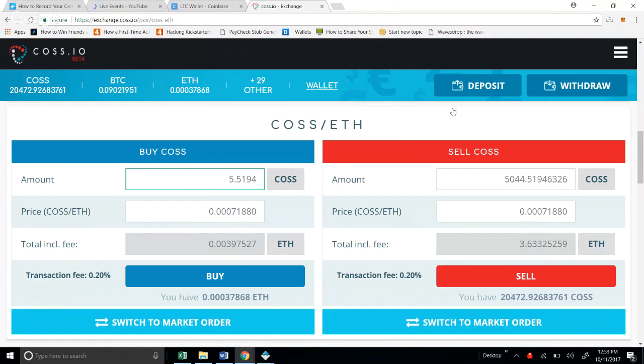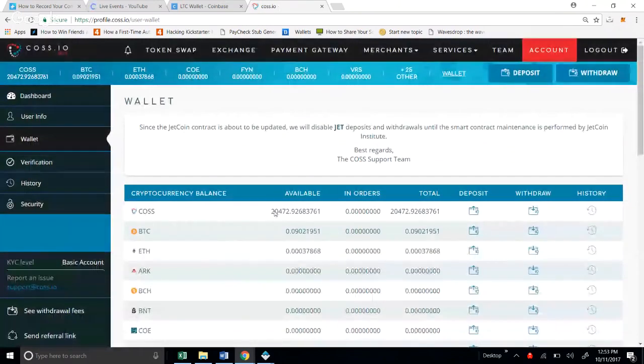You'll see a window pop up that says transaction processing, and if you're buying based on what someone is selling, it'll go through right away. You can go back to your wallet, and you'll see that COSS appear in your wallet under the COSS coins. So you go back to your wallet after we purchase it, and you'd see, okay, now I've got how many available.